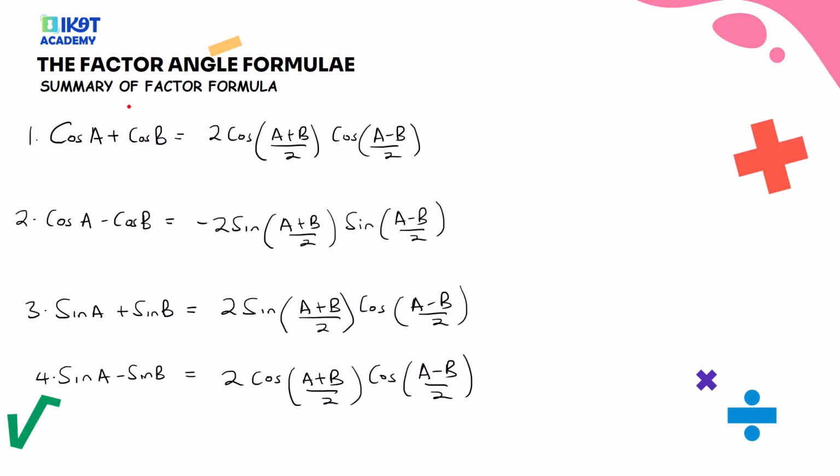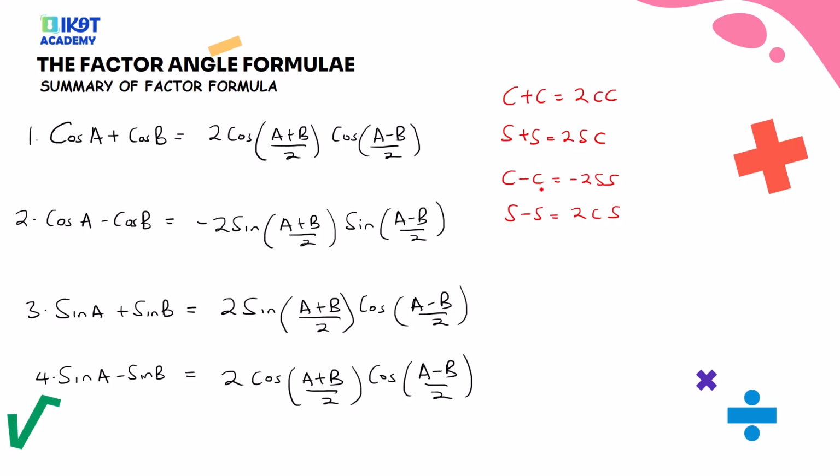And now we have a summary of the factor formula here again. The easy way we can remember this is: cos plus cos is 2 cos cos, sine plus sine is 2 sine cos, cos minus cos is -2 sin sin, and sine minus sine is 2 cos sin. So you see, for the minus, the cos comes first. For the plus, like for sines, the sine comes first.